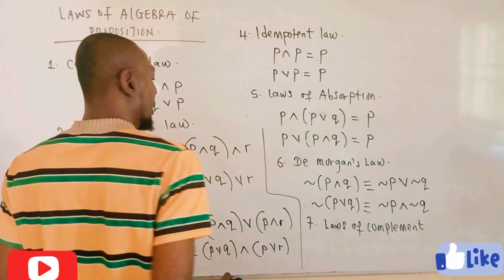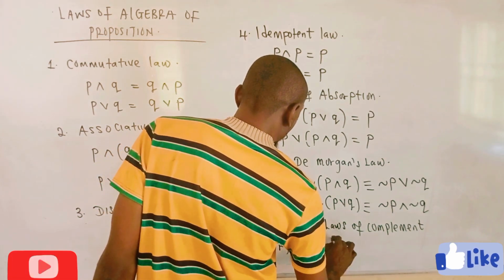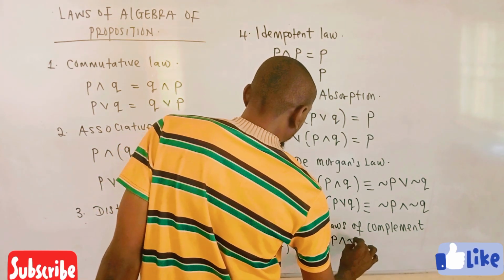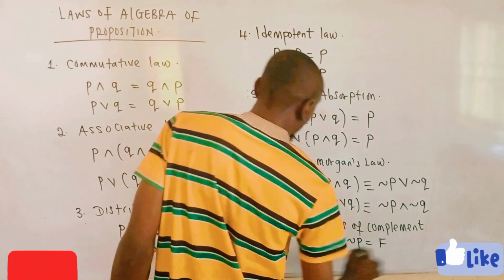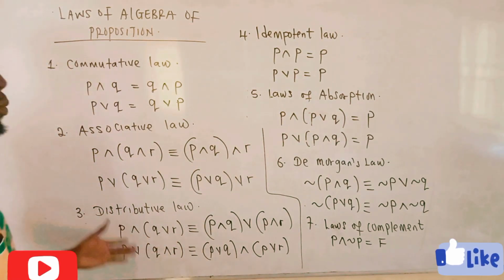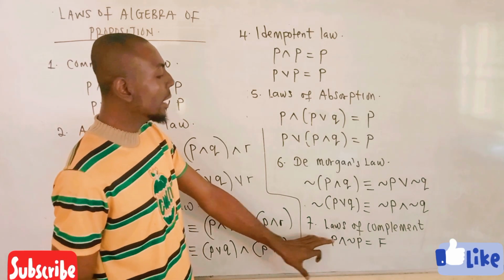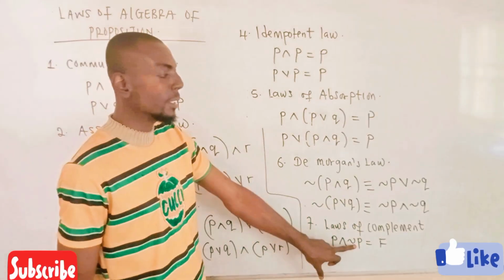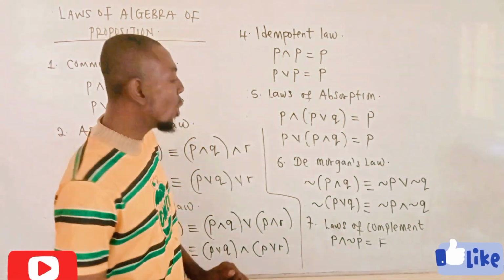The laws of complement. Under the laws of complement, I have P and negation P is equal to F. It's the law of complement. P and negation P is equal to F, such that if P is true, the negation of true is what? False. True and false is what? False. That's the law of complement.